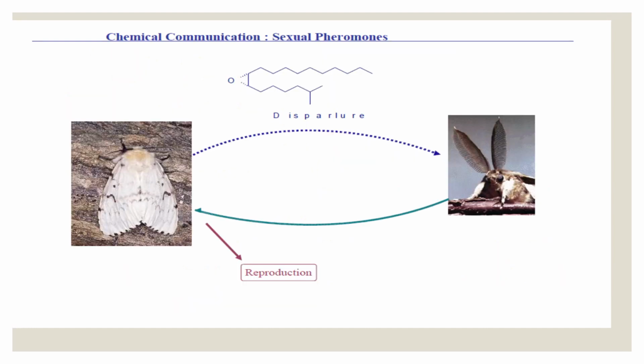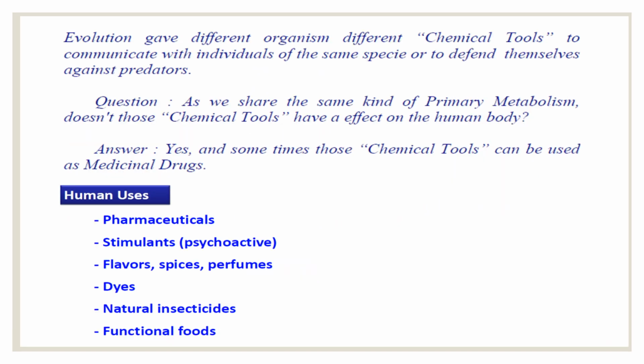Yes, this also shows how animals or different microorganisms can communicate with sexual pheromones, which is very, very important in pollination also. And this is also a secondary metabolite that the plant uses for its sexual reproduction. So evolution gave different organisms different chemical tools to communicate with individuals of the same species or to defend themselves against predators.